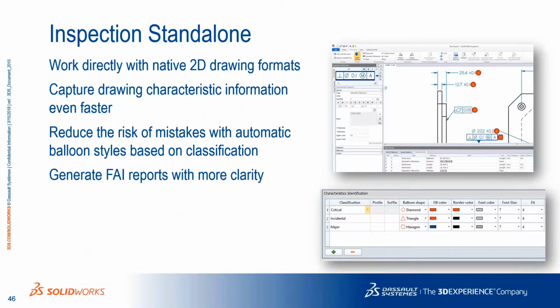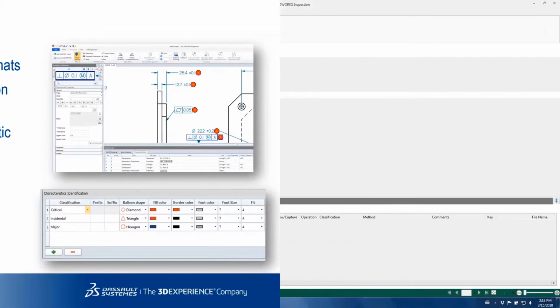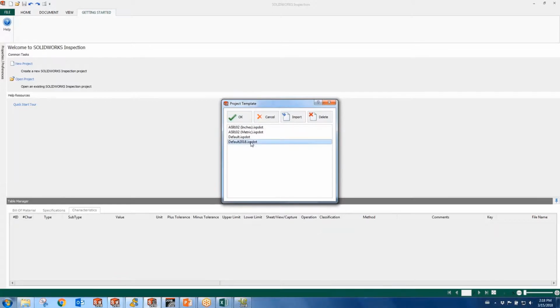So this works directly with native 2D drawing formats, DWG, and we can capture the drawing characteristics even faster with the new Smart Extract. And this reduces the risk of mistakes because we have automatic ballooning based off of classification, which you create a template, and that template can control a lot of different aspects of our inspection. And then we can generate our first article inspection reports really quickly. So we'll get over into Inspection and take a look at the 2D side of it.